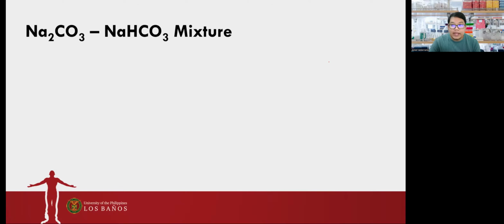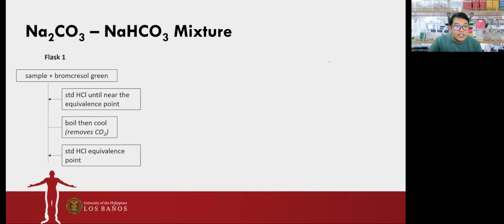So next naman is, what if we have a mixture of sodium carbonate and sodium bicarbonate? So same yung gagawin natin for flask 1. We can get the total basic strength in flask 1. Kasi meron tayo ditong CO3 2 minus tsaka bicarb.